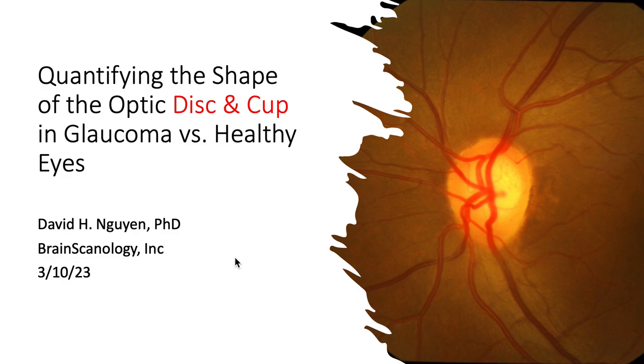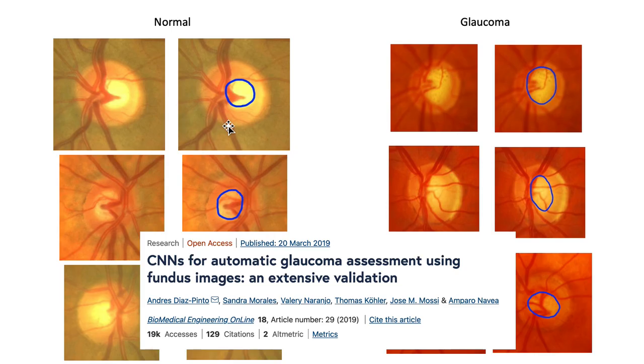Hi there, this is Dave Newman, CEO of Brain Scanology, and this video is a follow-up from our previous one on glaucoma, in which we measured the shape of the optic cup. In this presentation, we measured the shape of both the disc and the cup together to quantitatively stratify glaucoma versus healthy eyes. So previously, we analyzed images from the Acrima dataset, as discussed in this publication by Diaz-Pinto et al.